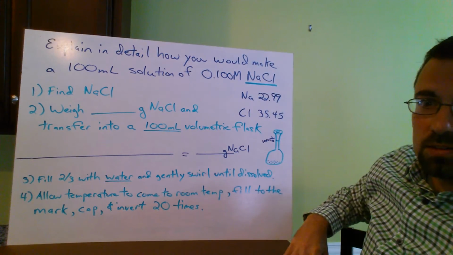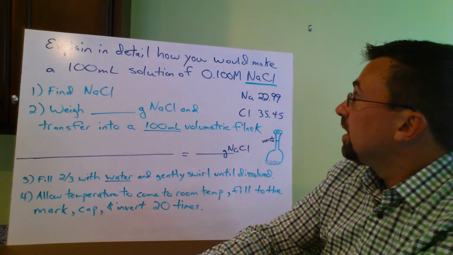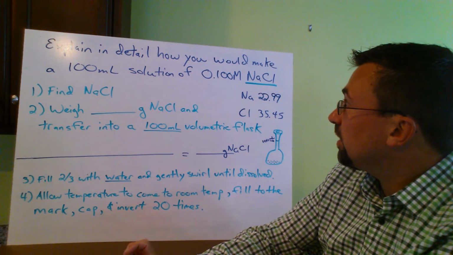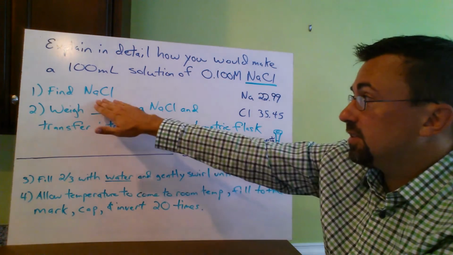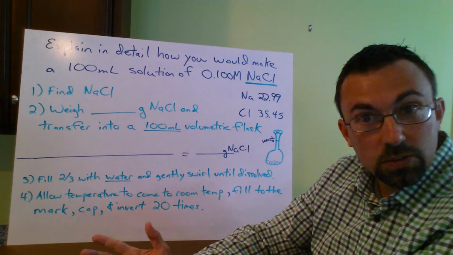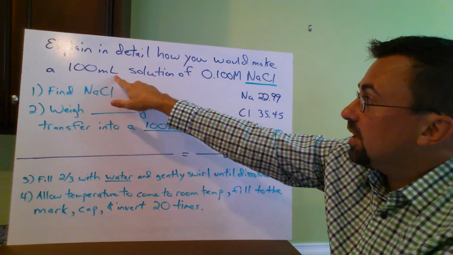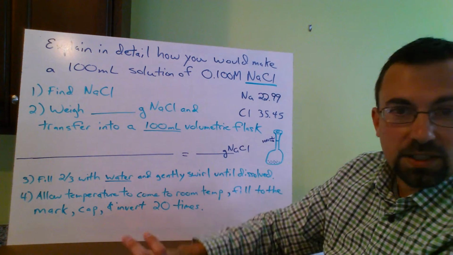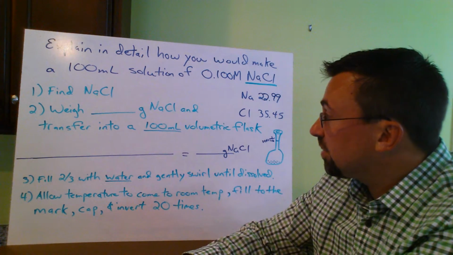Let's just focus on the dark blue at the top, and then we'll get into the details. Explain in detail how you would make a 100 milliliter solution of 0.1 molar sodium chloride. So the first thing we have to do is find sodium chloride. You can see we have our two pieces: how much do we need and how concentrated. Since this is a calculation, we don't have to really worry about safety considerations. Salt water is fine, so really nothing to worry about there.